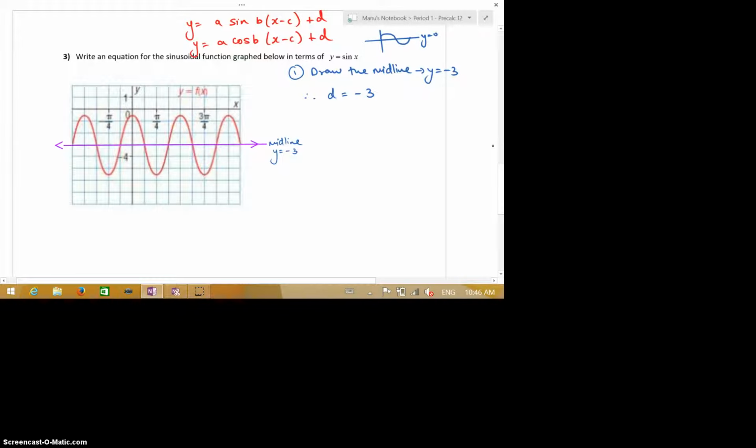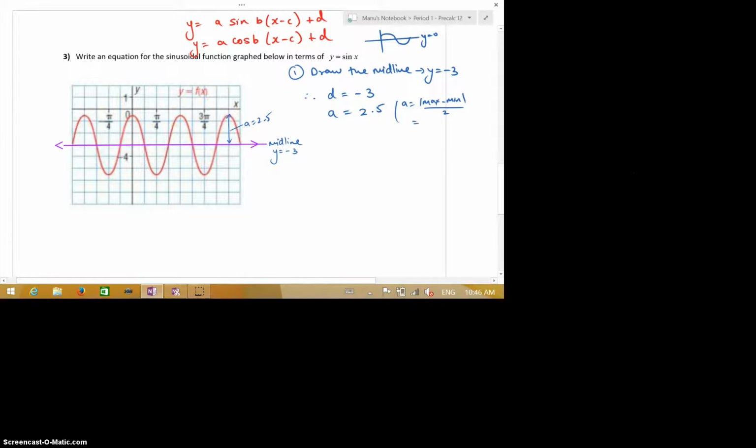What else can we figure out by looking at that midline now? We can figure out what the amplitude is. What would the amplitude be? 2.5. If you count the distance from here to here, that's the amplitude. We can also calculate the amplitude using the formula that was mentioned in previous day's notes. Amplitude is absolute value of max minus min divided by 2.